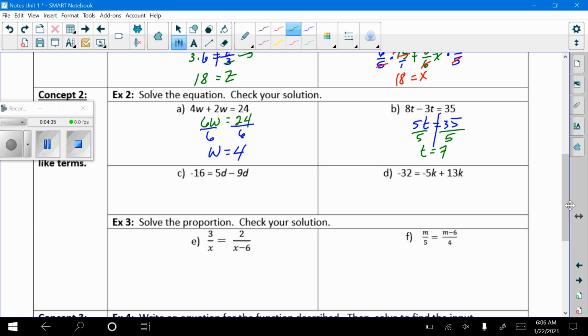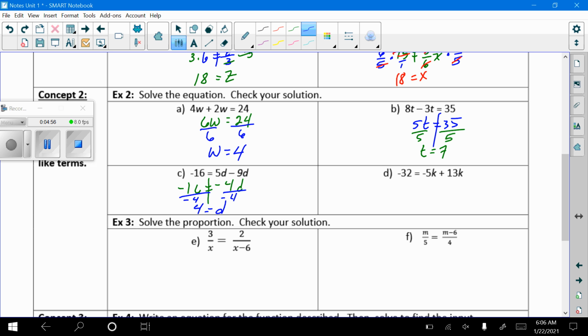Okay, the next one, the variable is on the right-hand side, which is just fine. So 5d minus 9d gives me negative 4d is equal to negative 16. And then divide by negative 4. So d is equal to, negative negative is a positive, 16 divided by 4 is 4.